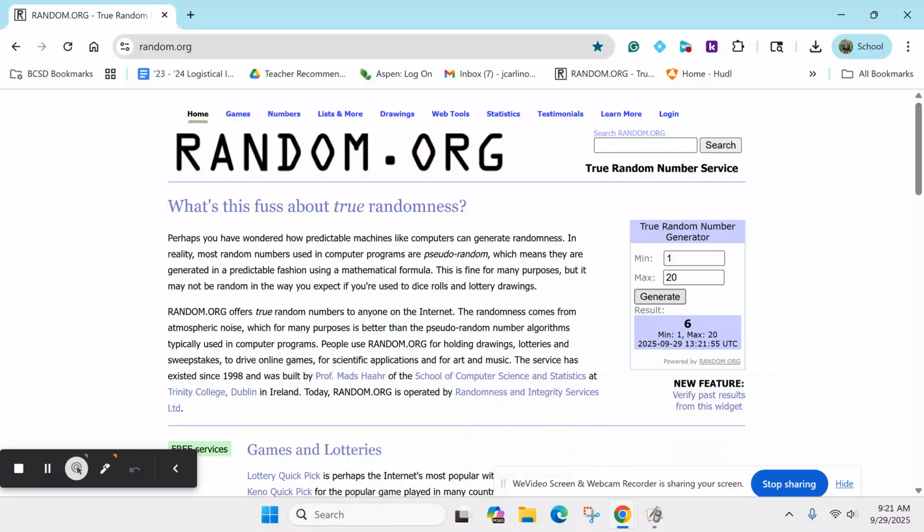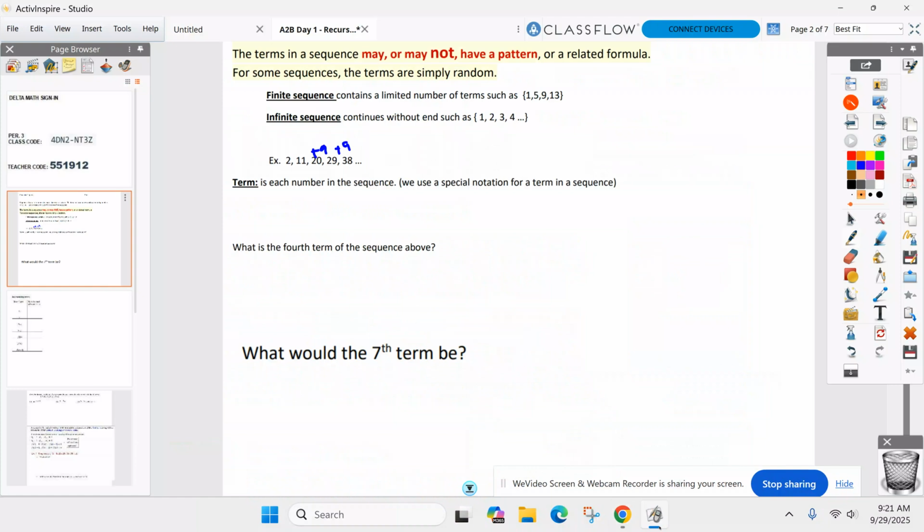Julia, what's the fourth term? 29. All right, now I'm not going to write down 29. We're going to do some new notation now. How do I write that the fourth term is 29? Ready? You are going to see an A. I have no idea why they use lowercase a. That's what we're going to use.